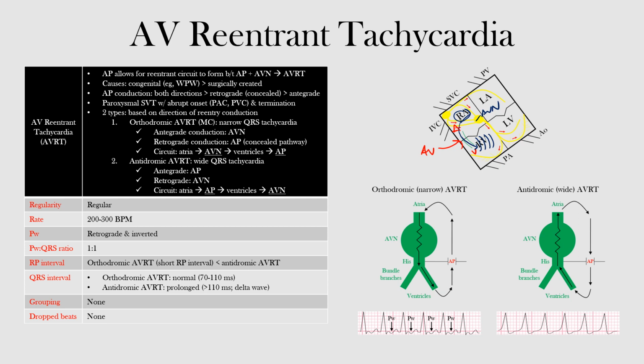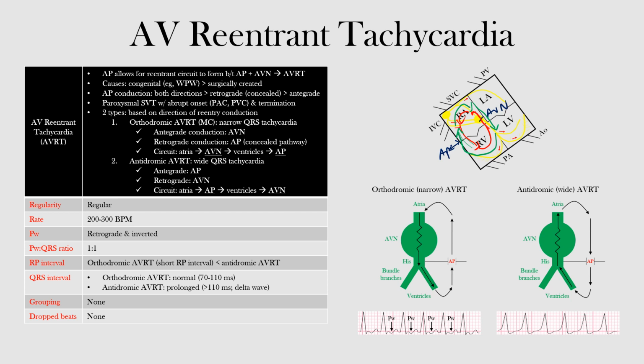Okay, so let's just review that. What we're saying here is that if you have this accessory pathway and our AV node, sometimes you can have a circuit that either comes down our accessory pathway first and then returns up, and then you have this circuit that continues, or you can have it going in the opposite direction, in which it comes down our AV node first and then returns retrogradely up to the atria, and that circuit will occur.